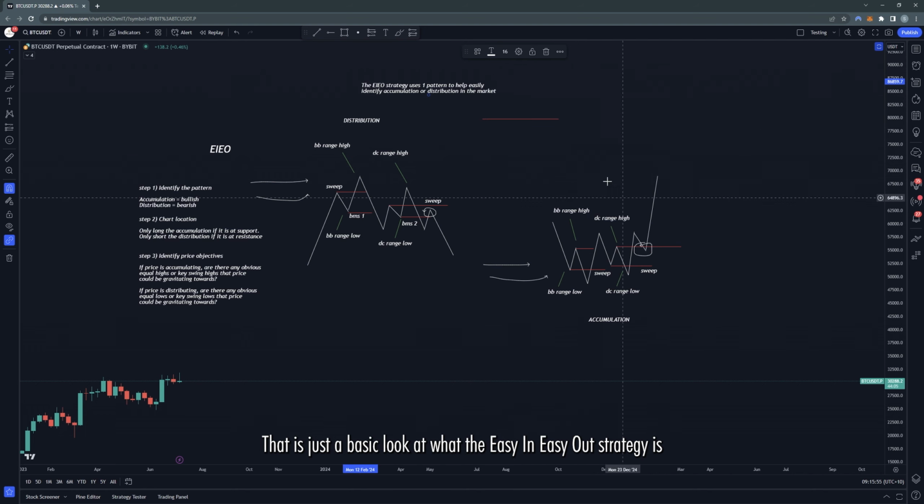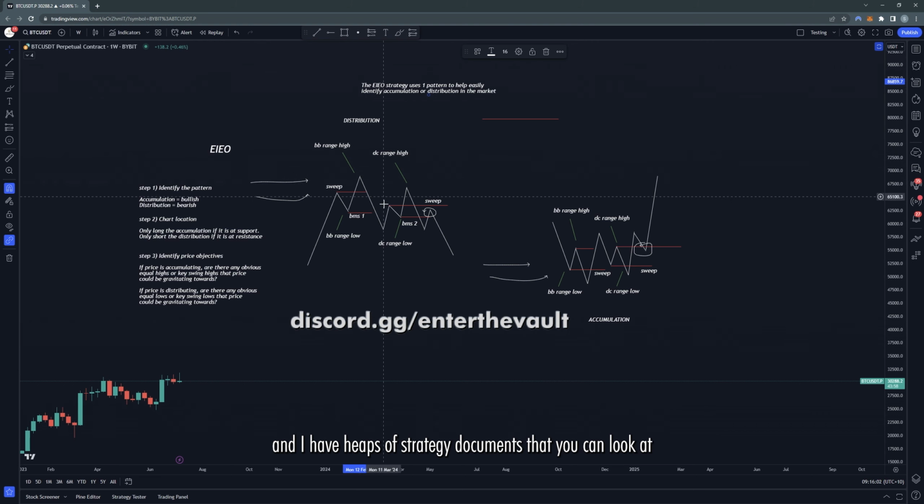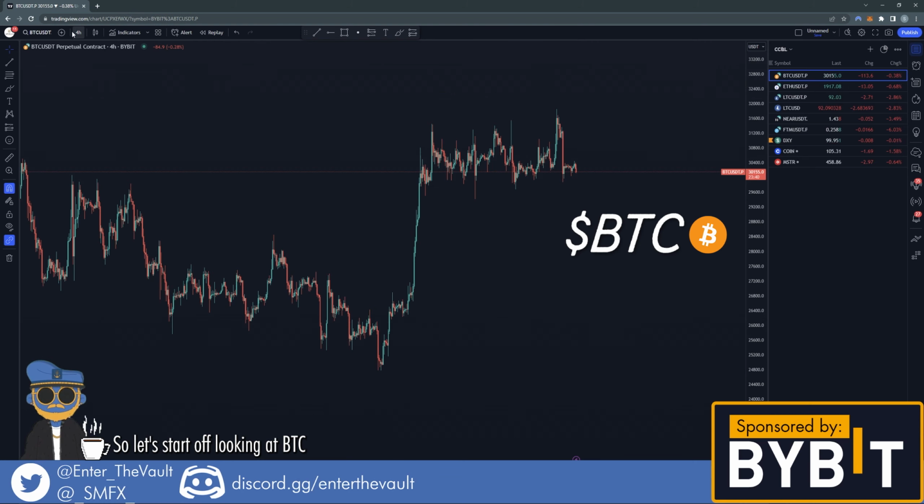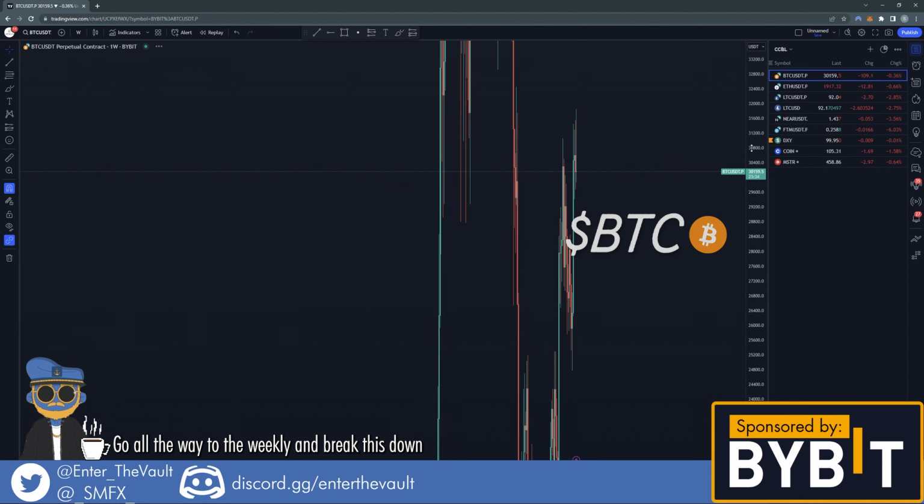So that is just a basic look at what the Easy In Easy Out strategy is. Like I said at the start, if you want to learn more, we have a free Discord and I have heaps of strategy documents that you can look at. So let's start off looking at BTC. Let's go all the way to the weekly and break this down.